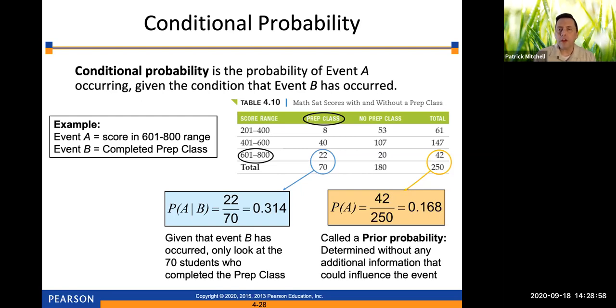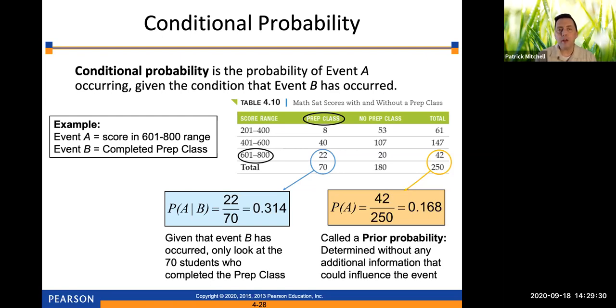All right, so we're looking at math SAT scores with and without a prep class. 70 students took the prep class, 180 did not. And we're also told that 61 students scored 201 to 400, 147 scored 401 to 600, and 42 students scored 601 to 800.